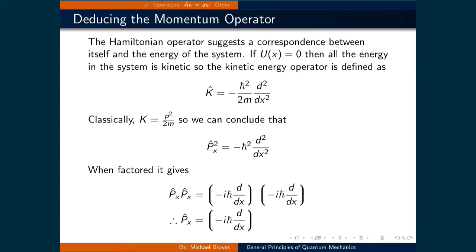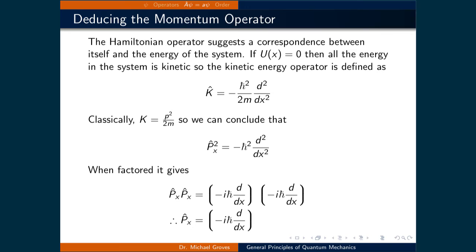Since the Hamiltonian is an operator whose classical observable is the total energy of the system, then we can think of the two terms added together as the kinetic and potential energy summed together. This is illustrated by the fact that if there is no potential energy, u of x being equal to 0, then we are left with only the kinetic energy. For this next part, we can always generalize to the three spatial coordinates. However, for this discussion, we will only use the x coordinate.